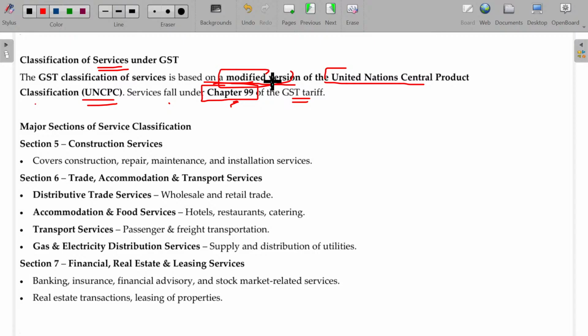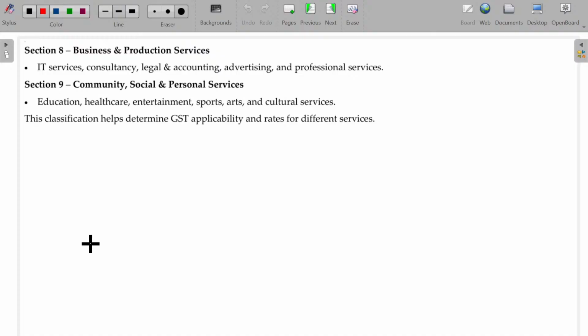Okay. Major sections of service classification under this: construction services, trade accommodation, real estate and leasing services, business production and community, social and personal services. Like we have been given 9 sections. Have the clarification idea only, not beyond that. It's not expected in your exams.